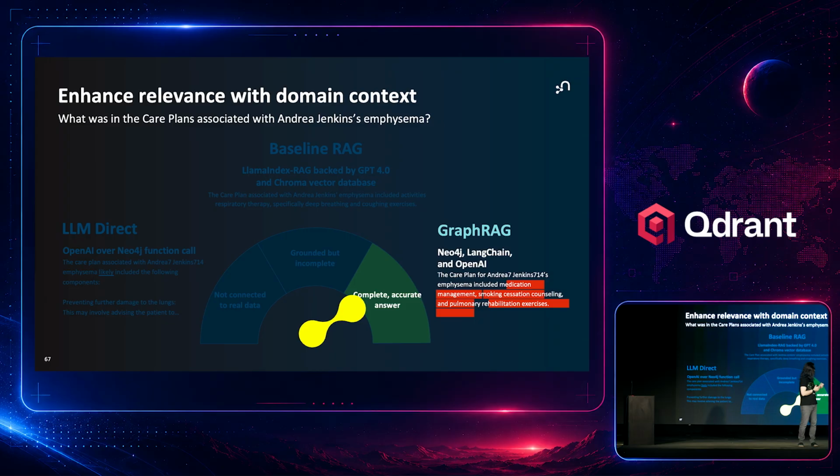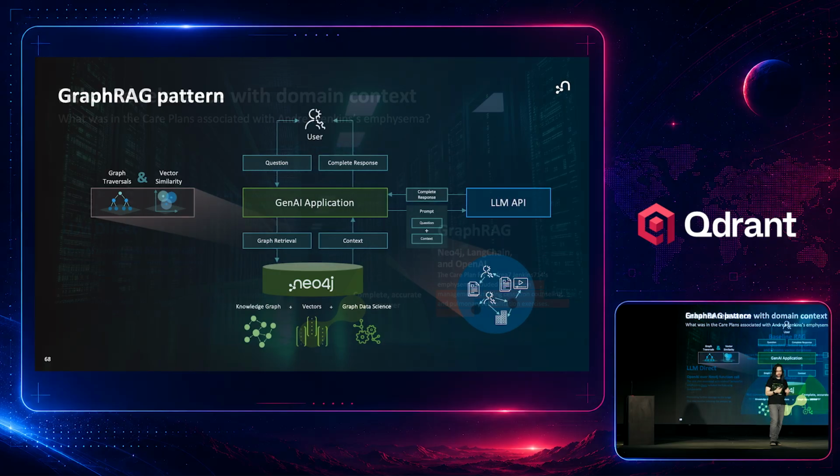And you can see here that it actually pulled back specific information about medication management, smoking cessation counseling, pulmonary rehabilitation exercises. So it not only knows that they're a patient, but it knows some of their medical history. Clearly there's a problem with smoking that's caused the emphysema, maybe some past medical treatments. And if you're a doctor, you want to be giving an accurate response, not just a correct response.